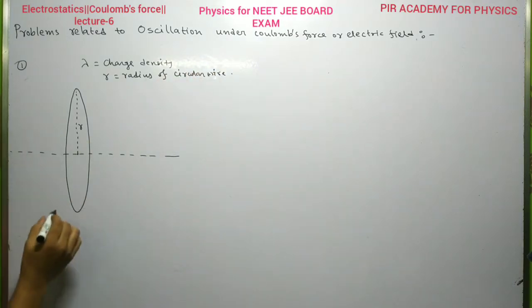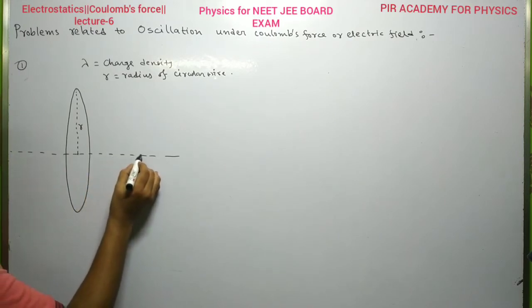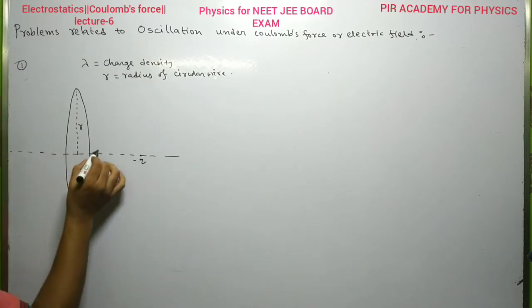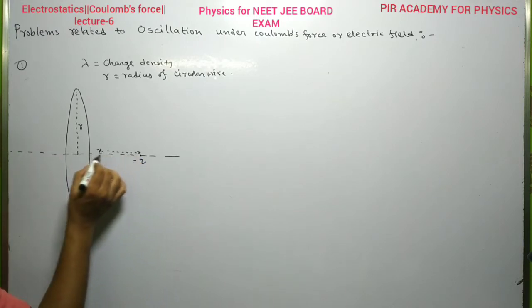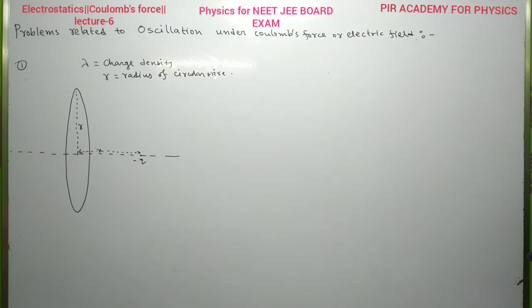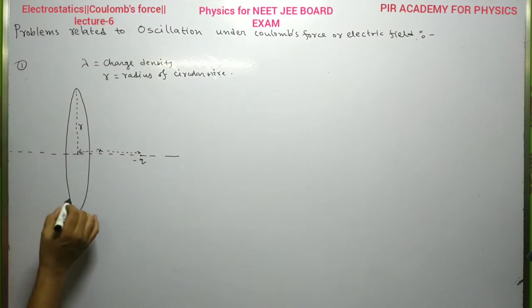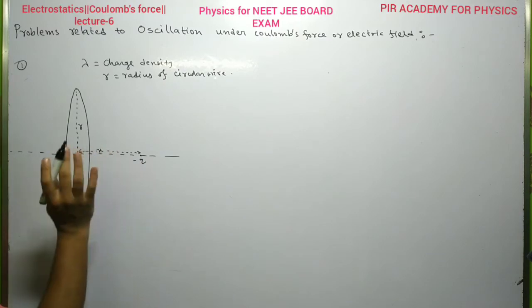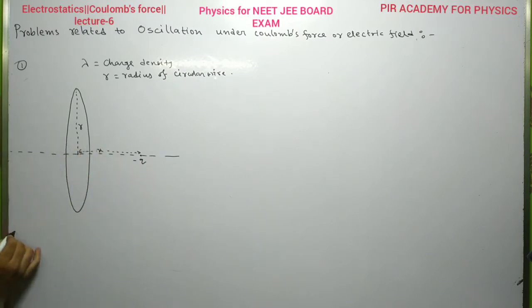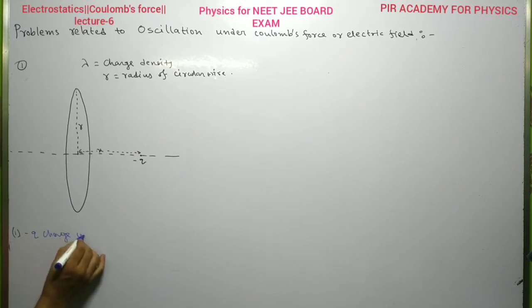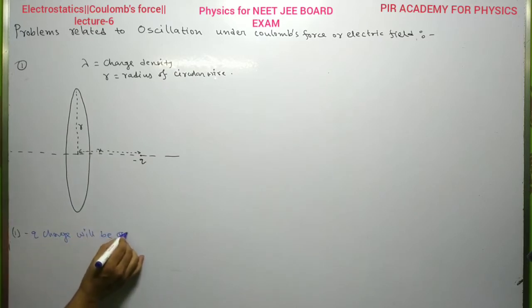If I place a charge minus q at a distance x from the center of this circular wire along the axis, then this minus q charge oscillates along this direction. You have to prove it. Number 1, you have to prove that the charge minus q will oscillate.